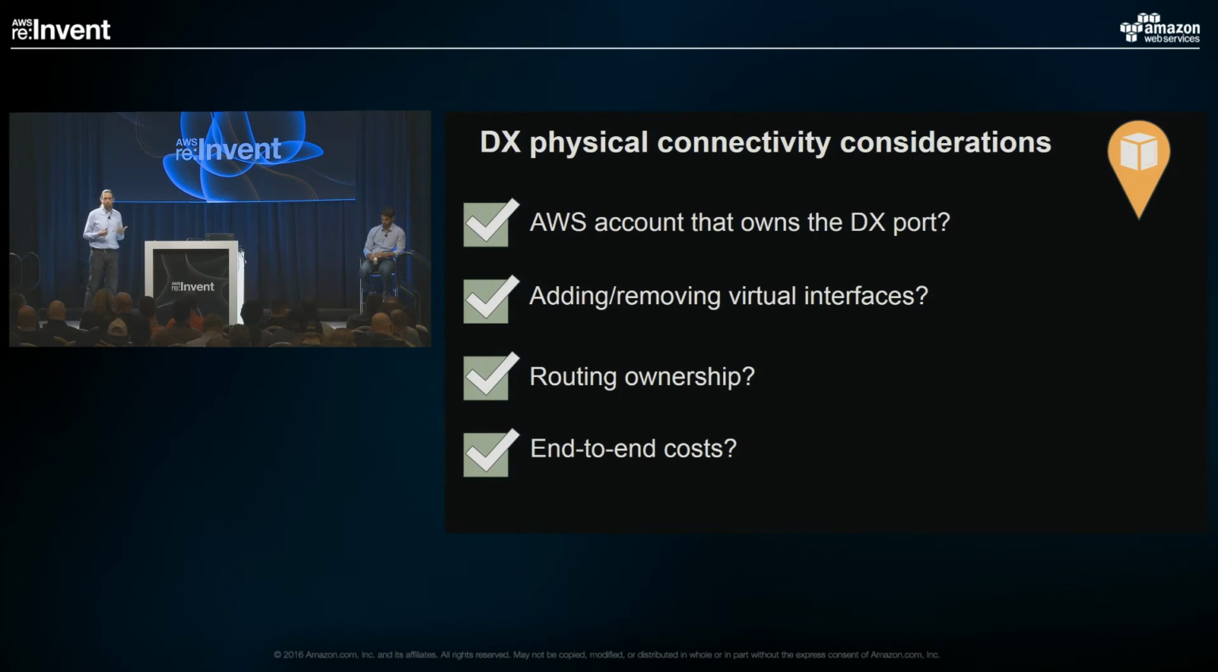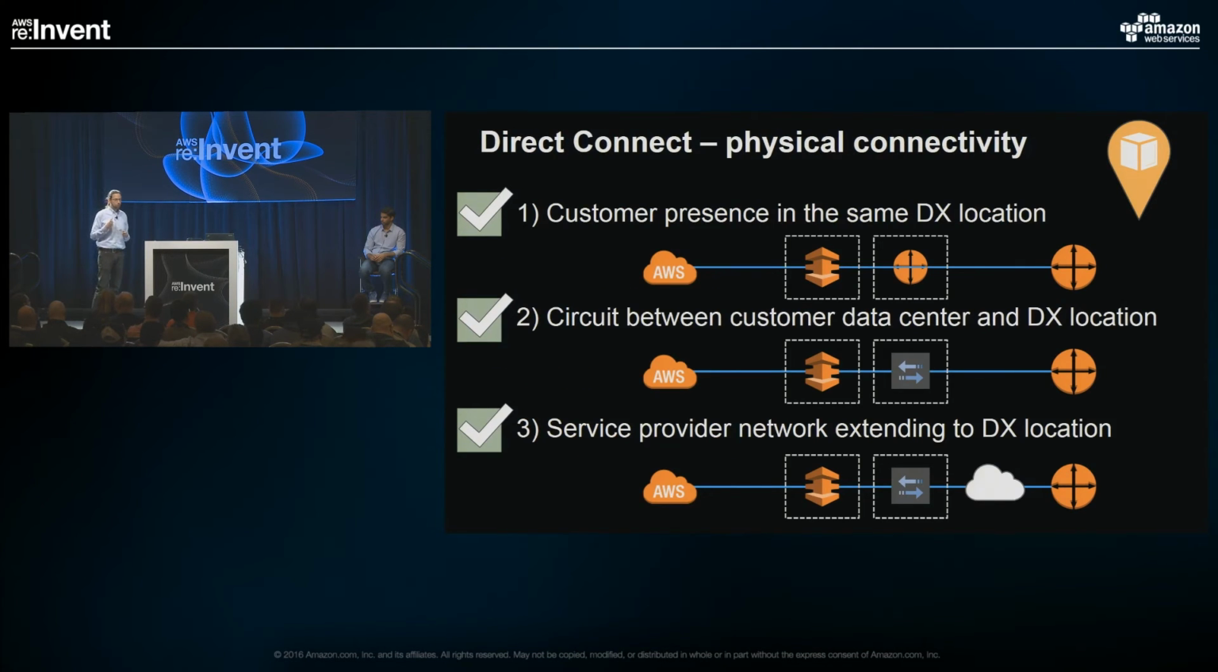In whose account will the Direct Connect port be created? And what does the process look like to create additional virtual interfaces for the purposes of adding additional VPCs? Who is responsible for routing between the AWS networks and the customer networks? And what are the overall costs that are associated with this connectivity type? So with those questions in mind, let's recap the three options that we talked about.